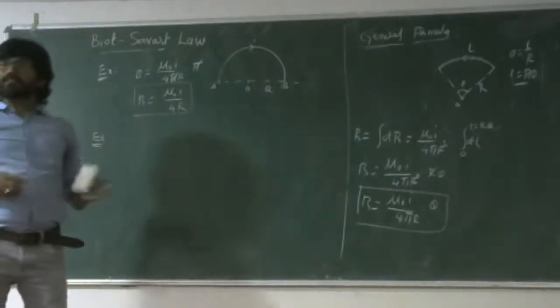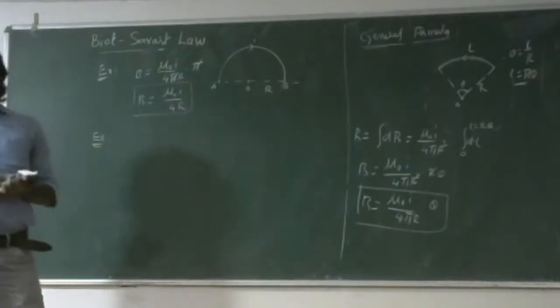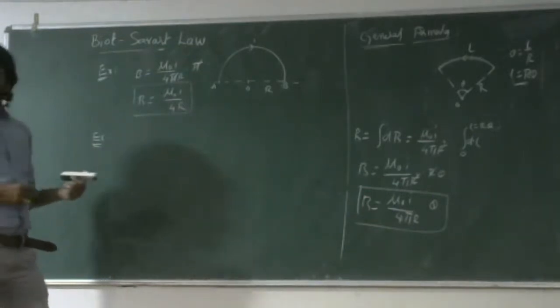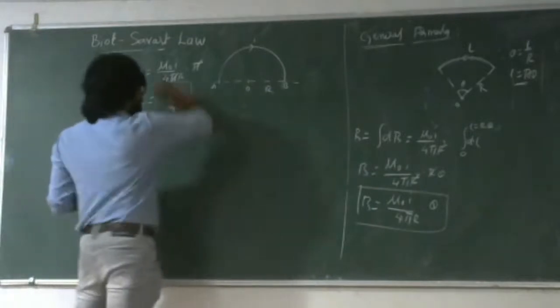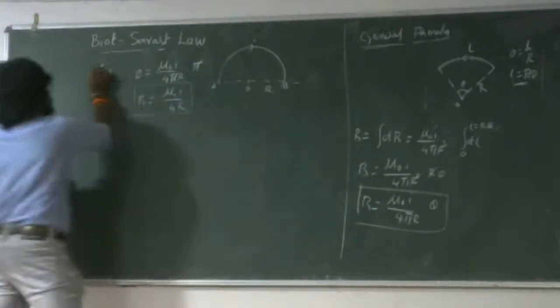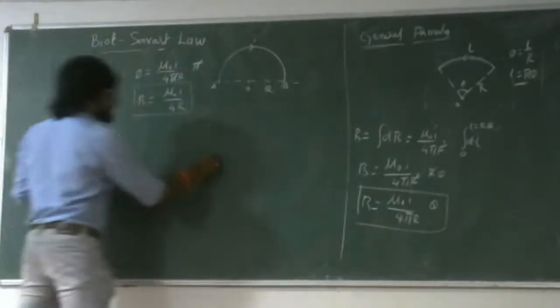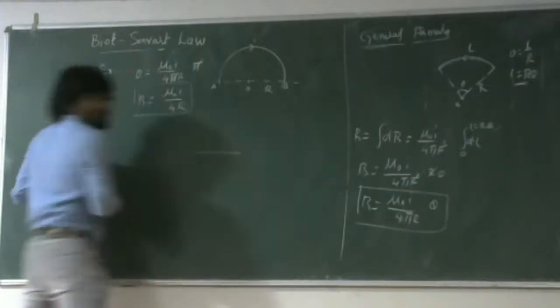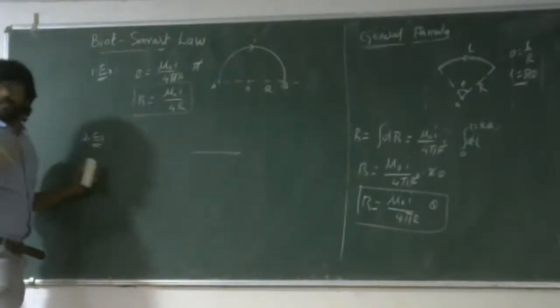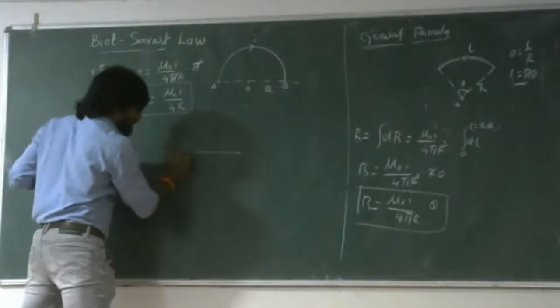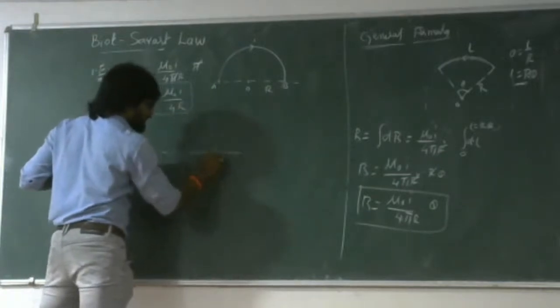Find the magnetic field at point O due to the figure shown. Under the same question, this is the first one, this is the second one. Here we have a semi-infinite conductor. That means we have a wire coming from infinity and ending here. In this, current I is flowing.